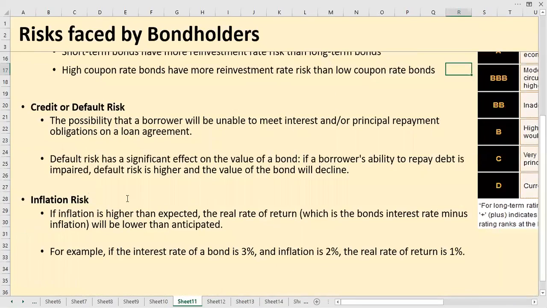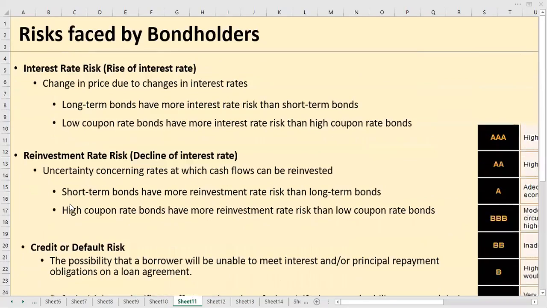Then we have inflation risk, which we all know. When the country's inflation is increasing, there is a risk of reducing our real interest rate. When we have increasing inflation, our real interest rate is going to deteriorate in the future. So that is inflation risk, right? Then I'm going to move on to the next type of risks.